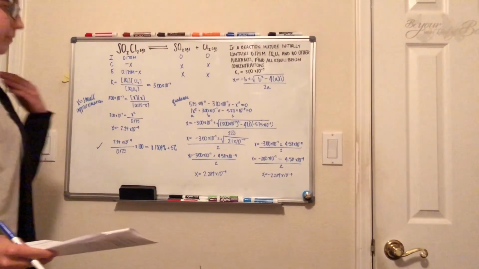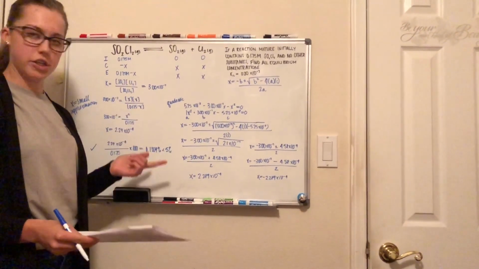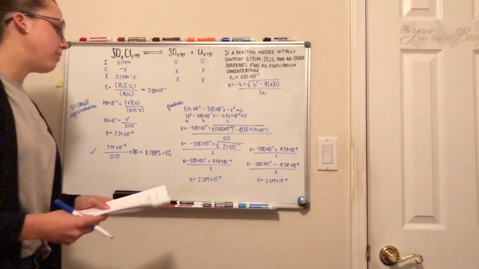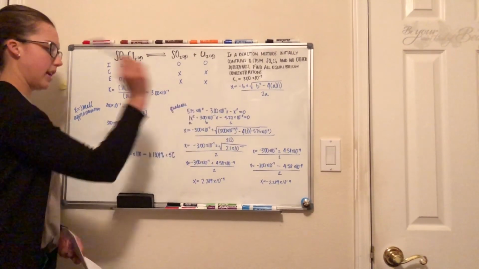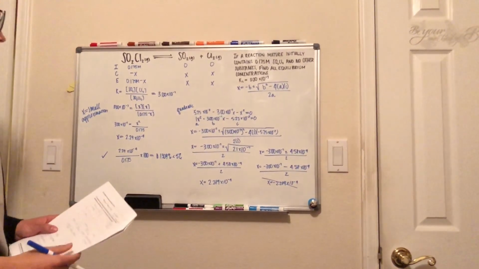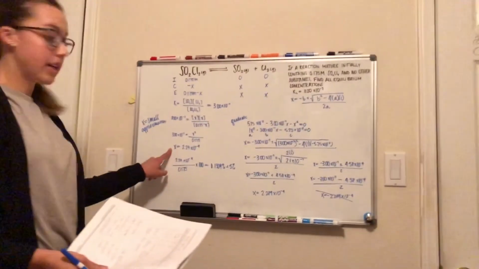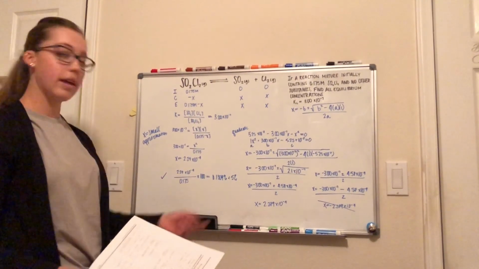Okay, so we do get two answers because obviously this is a squared function, but we know that we want x to be positive because we've already taken care of our signs up here. So we're going to say that's not the answer that we want. This is the answer that we want, and we can compare it to what we got with x equals small, and we see that they're almost identical, and if you went off of sig figs, they would be.